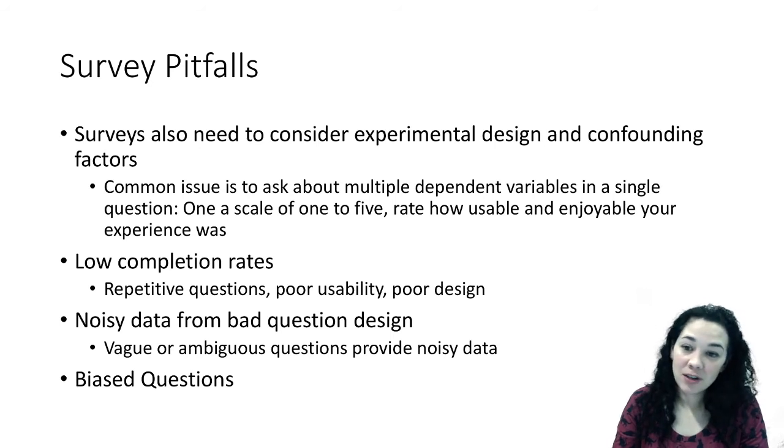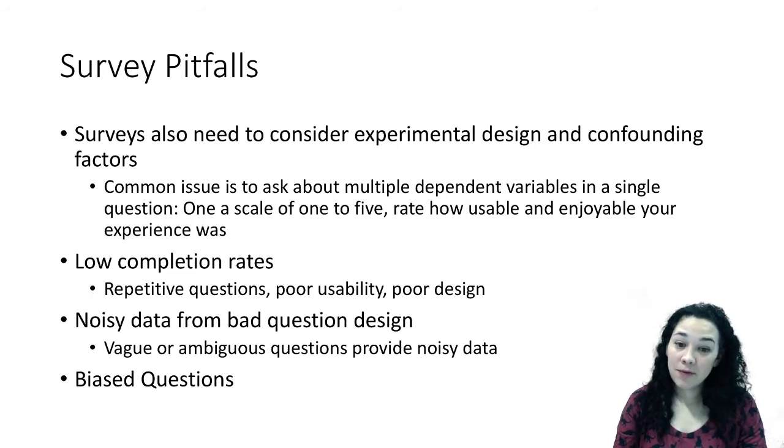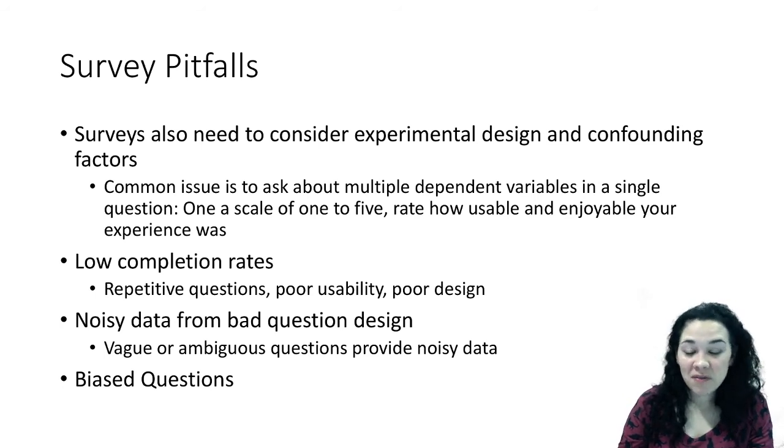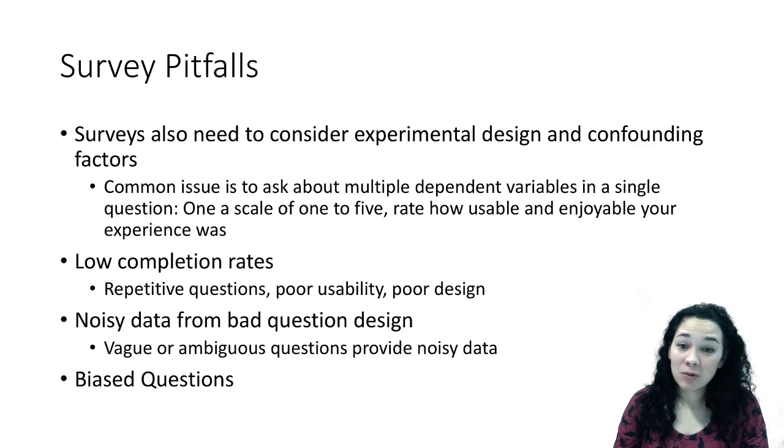Imagine I ask this question: on a scale of 1 to 5, rate how usable and enjoyable your experience was. If I rate 5, do I mean it was very usable and very enjoyable? Do I mean it was very usable but maybe not very enjoyable? Or I might even mean it was very enjoyable but not very usable. It can be easy to ask these types of questions, which conversationally make sense, but when we want to actually analyze these in a rigorous way, this introduces a confounding factor in our results.